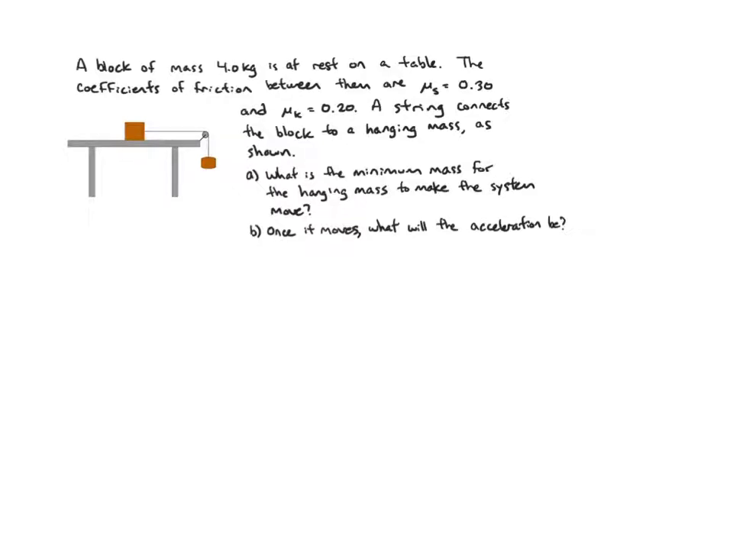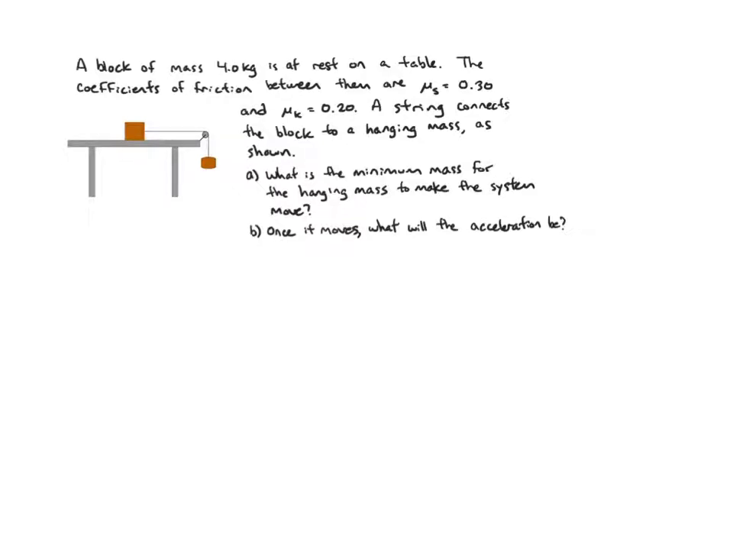All right, so it says a block of mass 4 kilograms is at rest on a table. The coefficients of friction between them are mu static equals 0.30 and mu kinetic equals 0.20. A string connects the block to a hanging mass as shown. A, what is the minimum mass for the hanging mass to make the system move? And B, once it moves, what will the acceleration be?